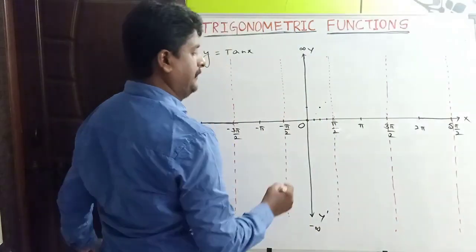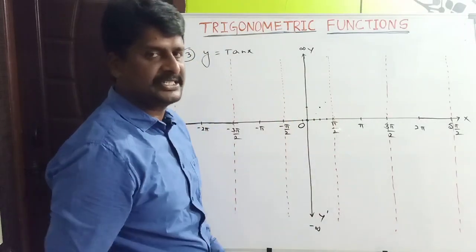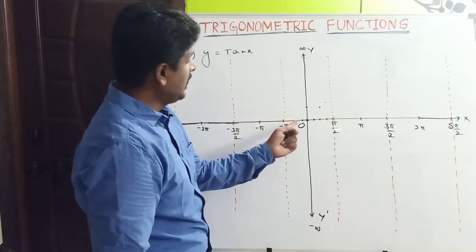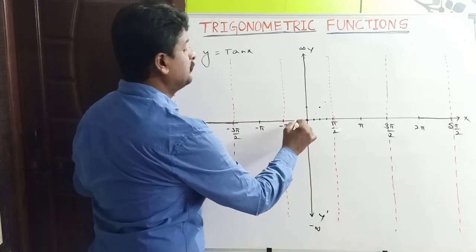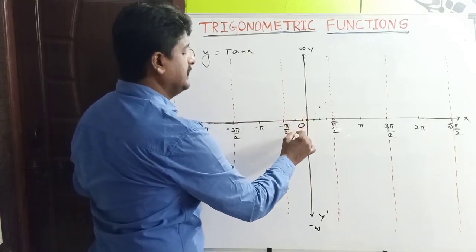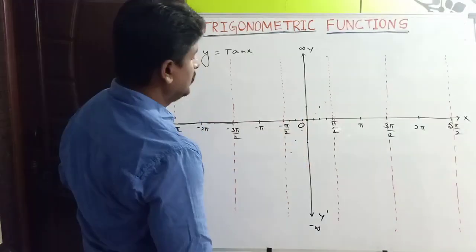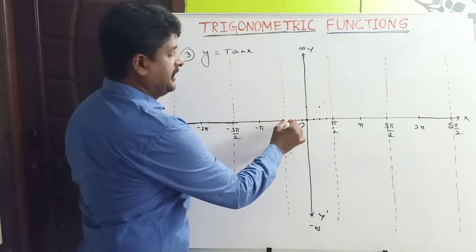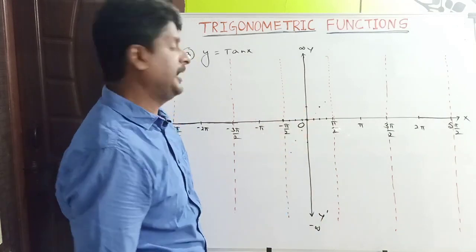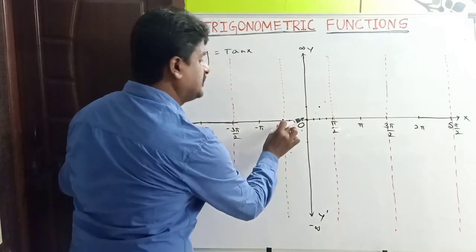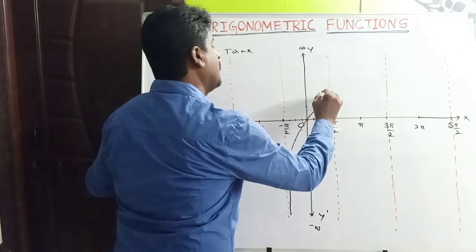This is minus infinity. Similarly, for minus 30 degrees, tan of minus theta is minus tan theta. Tan minus 30 degrees will be minus 1 by root 3, somewhere here. Minus 45 degrees is equal to minus 1. Minus 60 degrees somewhere here. And for minus 90 degrees it does not exist, means minus infinity. Now the tan x graph between minus pi by 2 and plus pi by 2 will be like this.